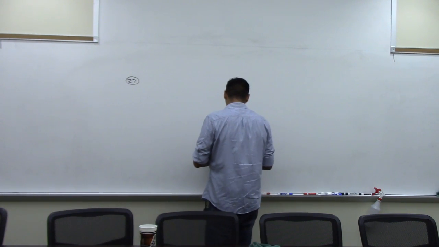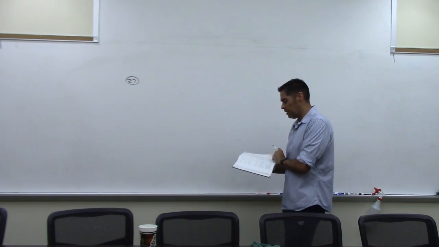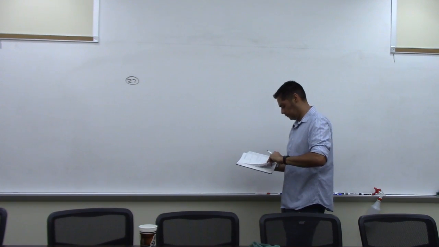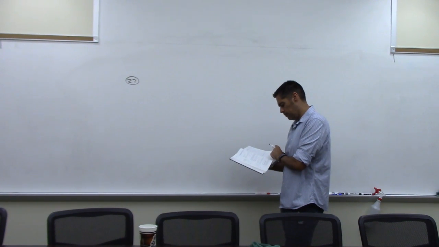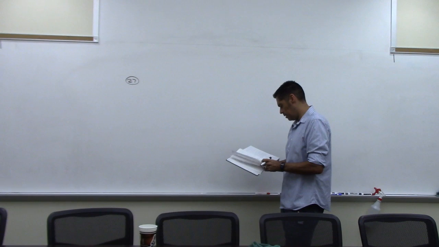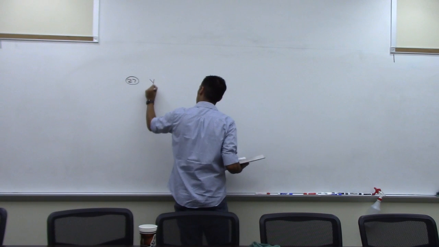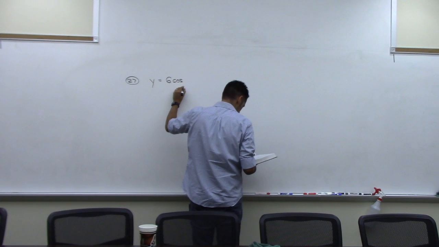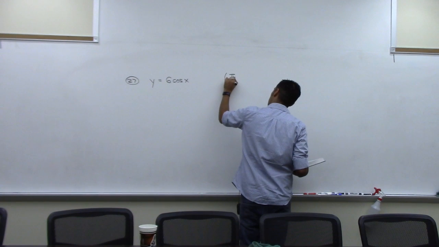All right, number 27, find the equations of the tangent line and the normal line to the given point. Let me put the function up here, the curve, y equals 6 cosine x, and I want to look at the point pi over 3, 3.